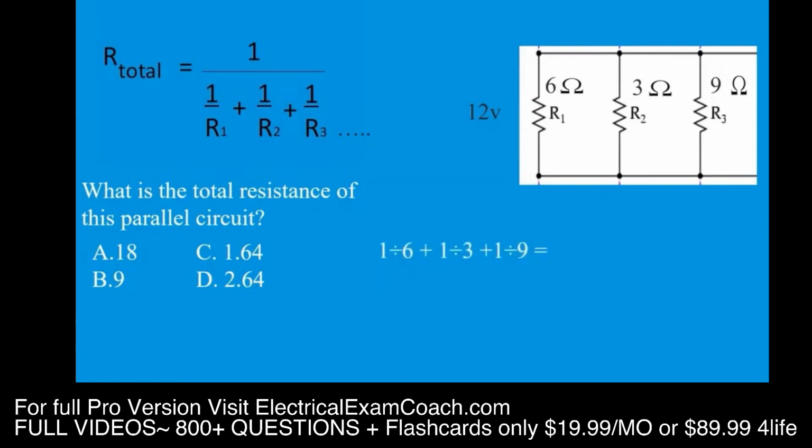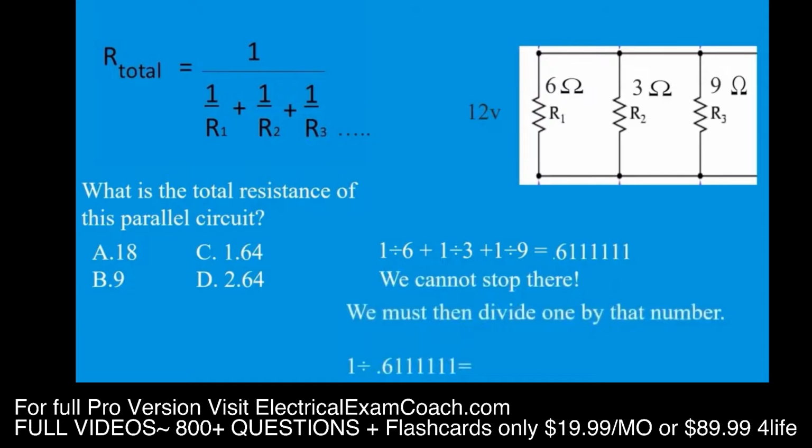Take 1 divided by 6 plus 1 divided by 3 plus 1 divided by 9. Go ahead and do that on your calculator now. Pause the video if you need to. If you took the time and worked that out, it is going to give you 0.611111. But we cannot stop there. We must then take the reciprocal of that number. So we must divide 1 by that number. So we take 1 and divide it by 0.611111.